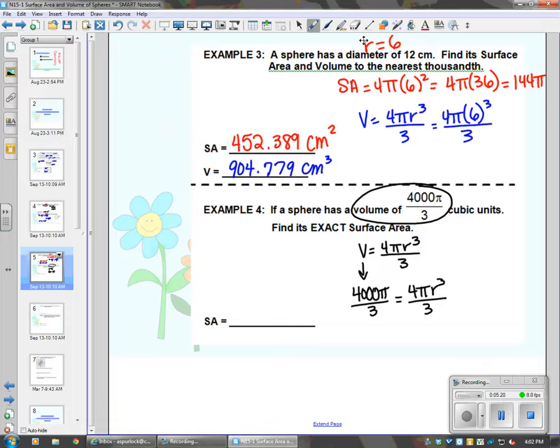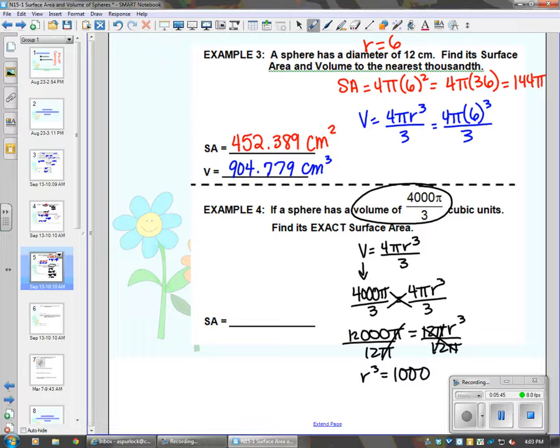Or what most people are used to doing is just to cross multiply. So you would get 12,000 pi is equal to 12 pi r cubed. Divide by the 12 pi. The pi's nicely cancel here, and you would get r cubed is equal to 12,000 divided by 12, which just leaves us with 1,000.